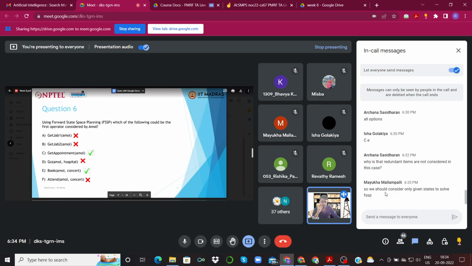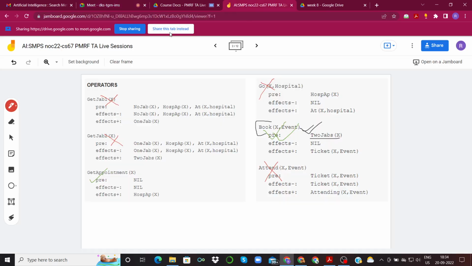Yeah, Mayuka, so your question is, should we consider only a given state at a given point of time to solve as a FSSP? Okay, so when you're starting with a particular state, then see all the operators that could be applied in that particular state. Those would be added to the tree. Then for each of these operators, there would be certain changes to the state, and you will get a number of different states, basically. Let me show you.